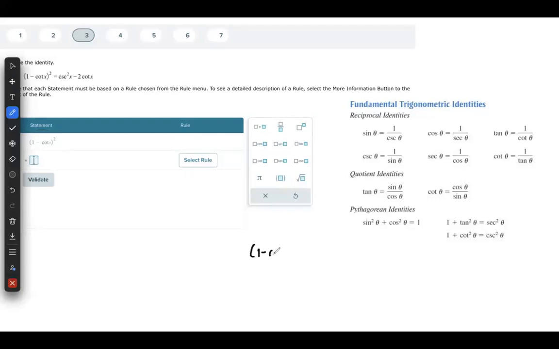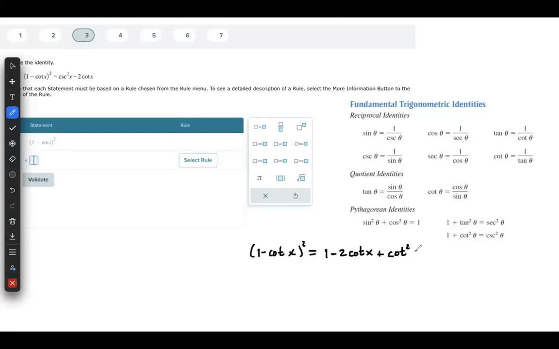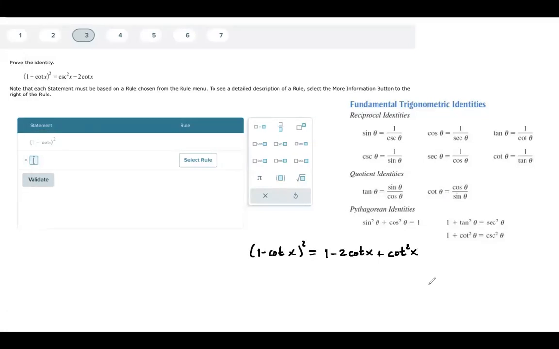Remember that in order to square a binomial, we have to square the first term. So that is 1 times 1. It'll get you a 1, twice the product of the first and second term. So it's going to be minus 2 times the cotangent of x, plus the square of the second term. So minus cotangent times minus cotangent becomes cotangent squared of x. If you don't remember how to square a binomial, please go back and check that topic before moving on.